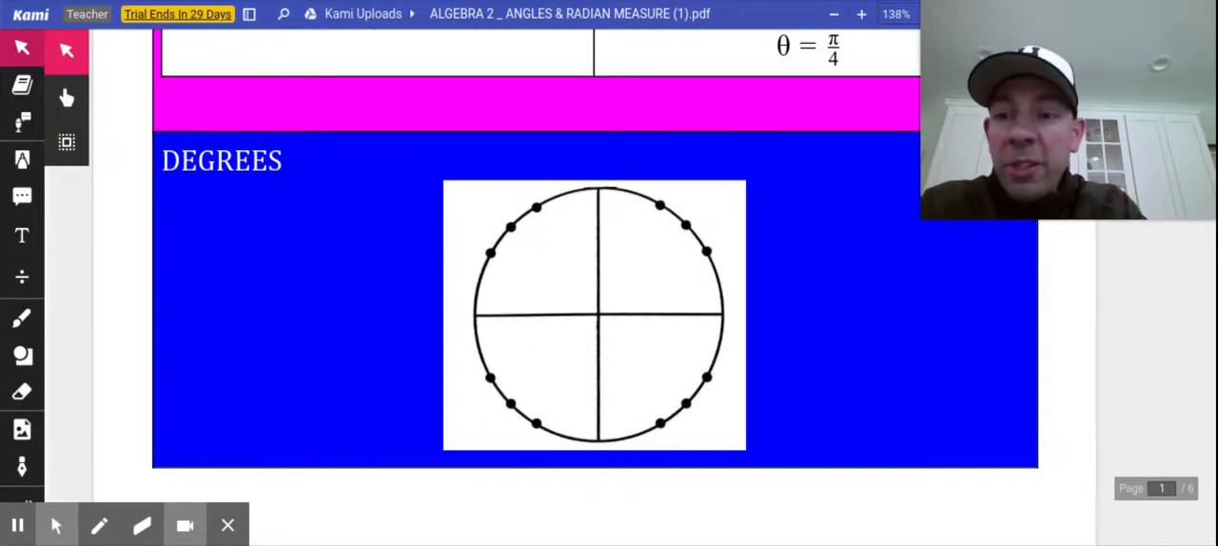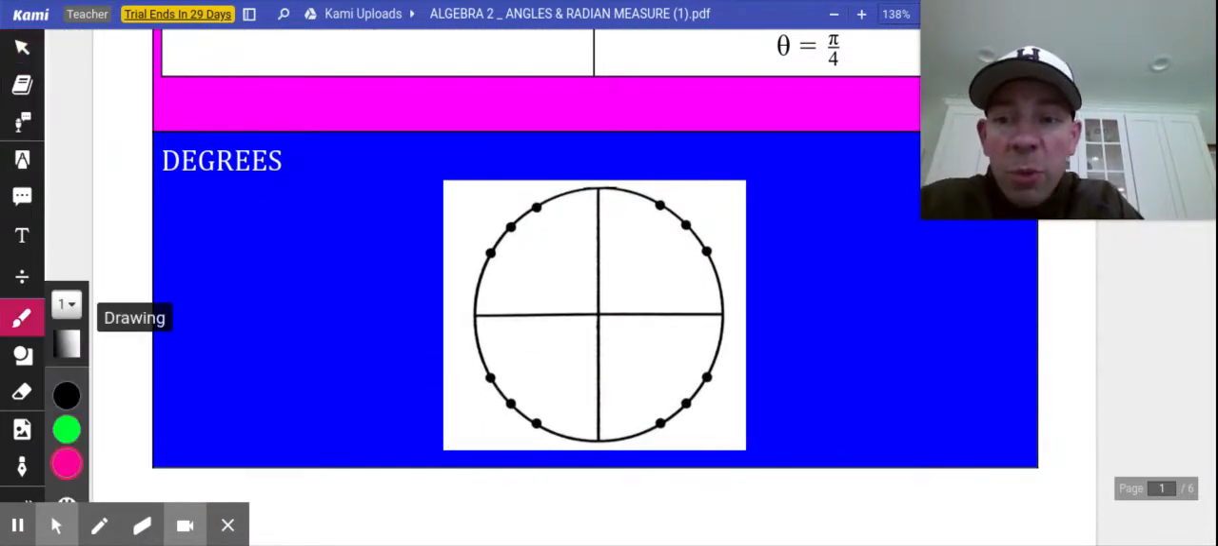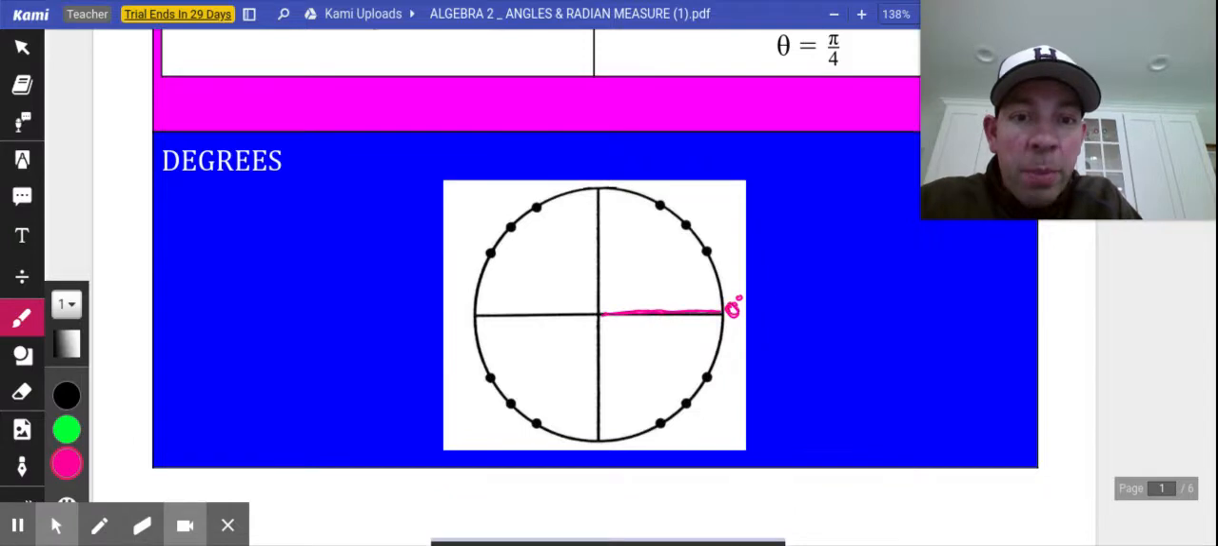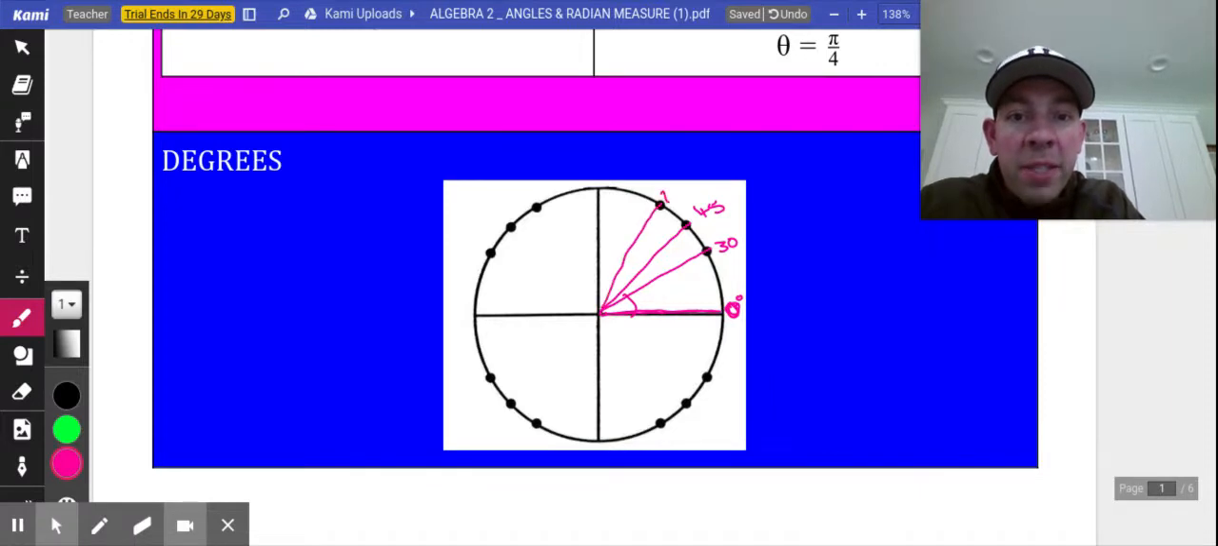As far as when we start talking about degrees, we're always going to assume that our angles start right here. So this would be 0 degrees, where the angle didn't open up at all. And then as we start to open counterclockwise, this would be 30 degrees. The next one would be 45. And as we go around the horn here, this would be 60. And if we go straight up, you can see this 90-degree angle.